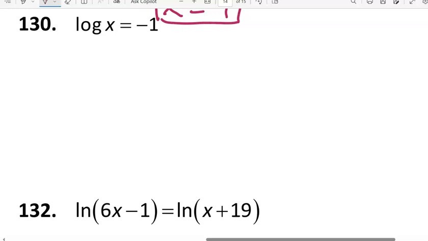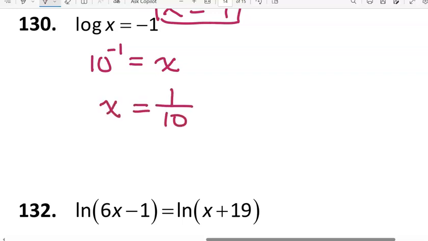In 130, we can solve by rewriting in exponential form. Since this is a log with an unspecified base, then it is base 10, and so 10 is our base. And since a logarithm equals an exponent, -1 is equal to the exponent, and that equals x. We have only to simplify that result, and 10 to the -1 power is 1/10.